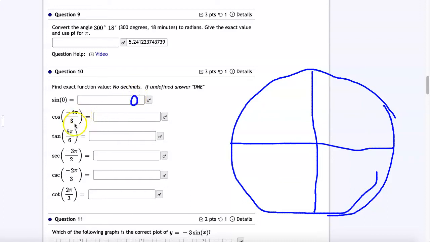Next, negative 4 pi thirds. So negative is going back in this direction, and 4 thirds is 1 1/3. So I'm looking at the point up here. The cosine value back there is negative 1/2.